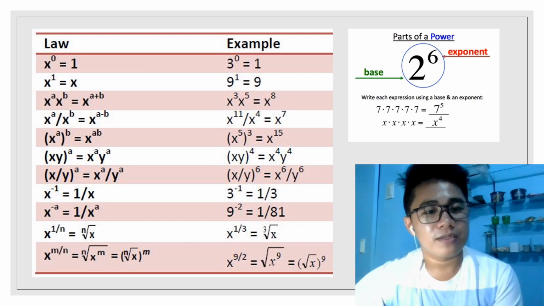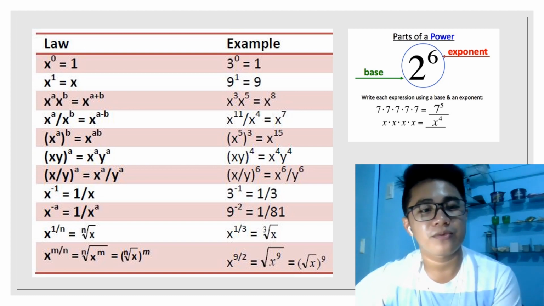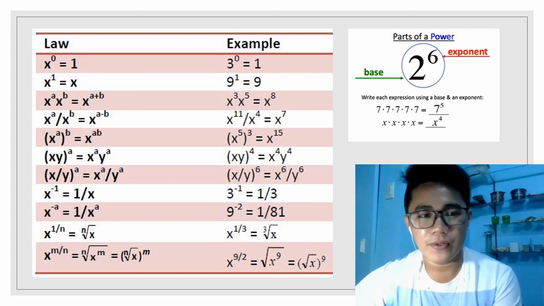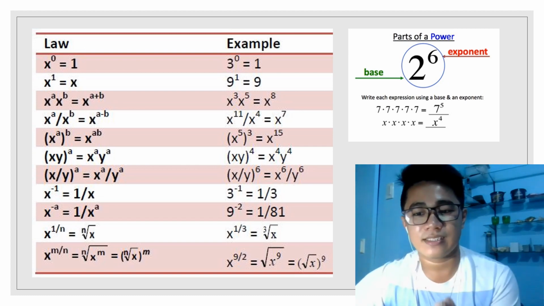If x to the power of a is multiplied with x to the power of b, the result will be x to the power of a plus b. Tama po. Pero dapat po, parehas yung base natin bago po tayo mag-add ng exponent.